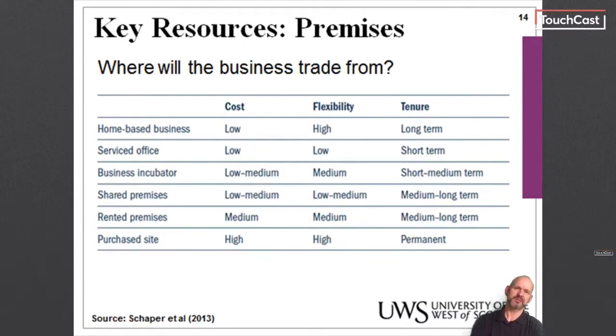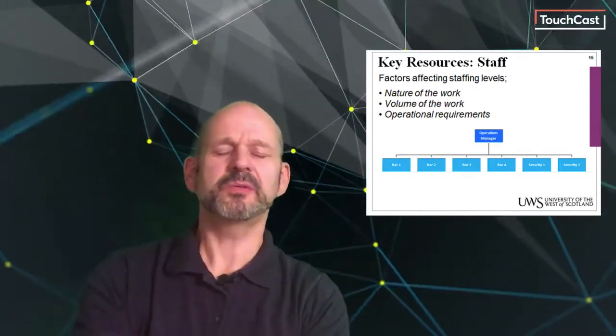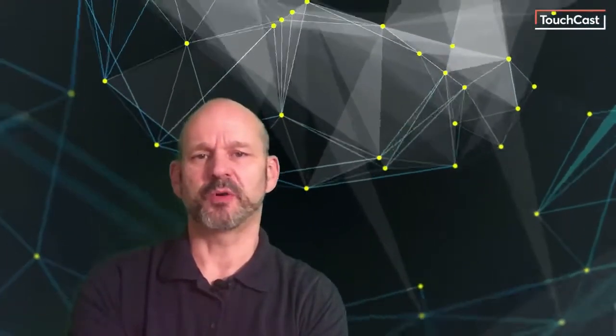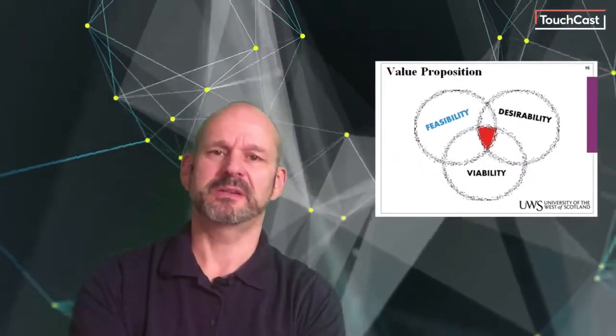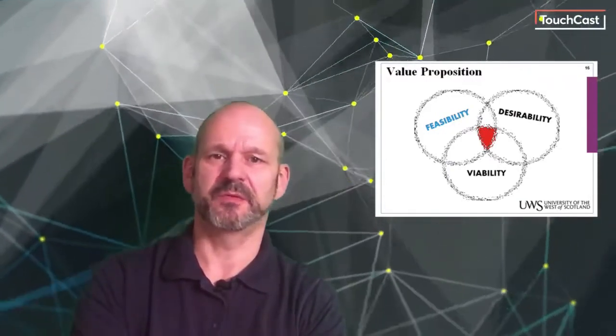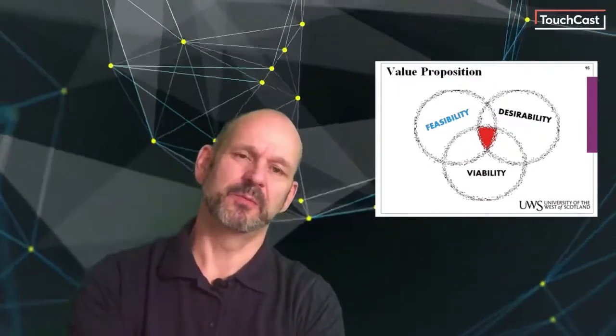Another key resource we need to consider is staff, and the staffing level for the business will be ultimately determined by a number of factors such as the nature of the work being carried out, the volume of this work, and the operational requirements of the business. And you also need to highlight your value proposition, which is often called a USP or a unique selling proposition. And here it can be helpful to start by asking yourself the following very simple question: why would anyone buy from you?